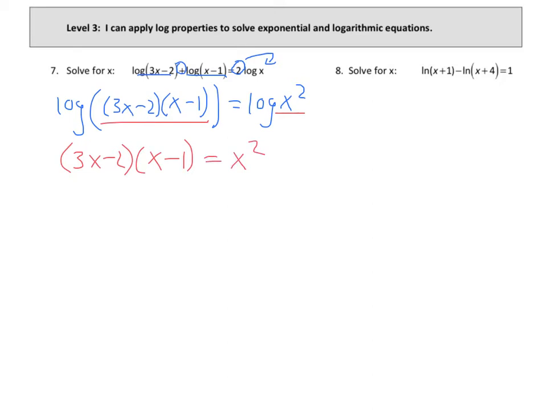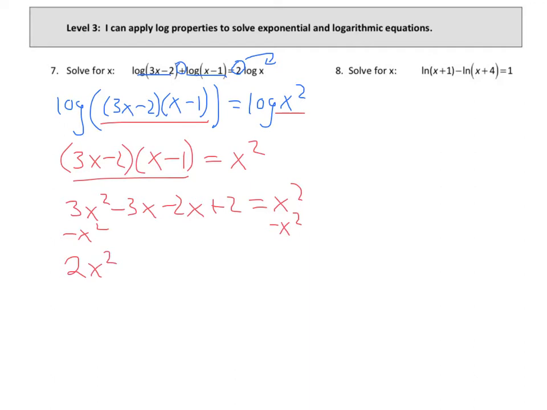And I solve that equation. So to solve this, I'm going to multiply this out. We get 3x squared minus 3x minus 2x plus 2 equals x squared. I'm going to subtract x squared from both sides. Since this is a quadratic equation, I want to solve by factoring if I can. So we get 2x squared, combine like terms, minus 5x plus 2 equals 0.